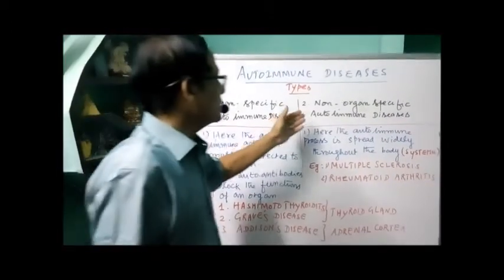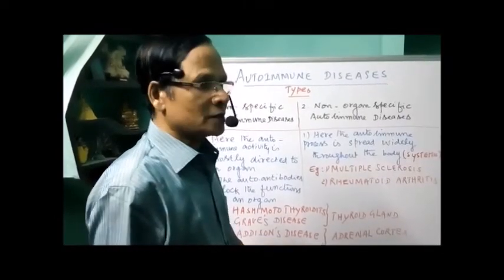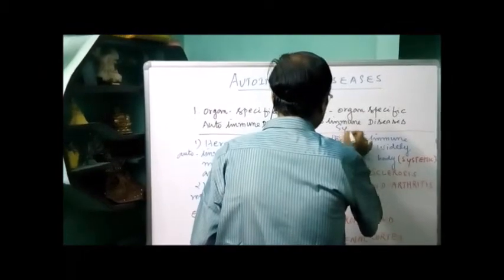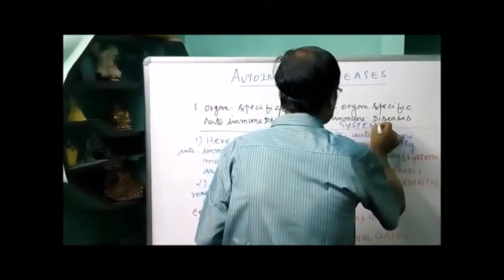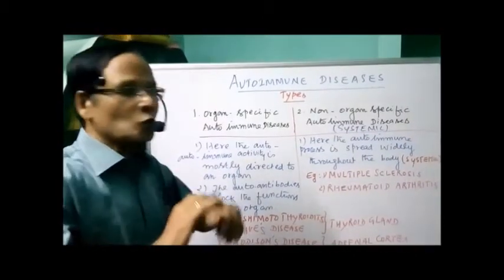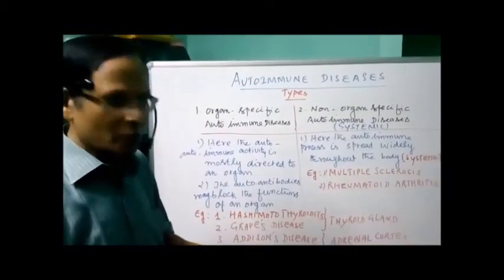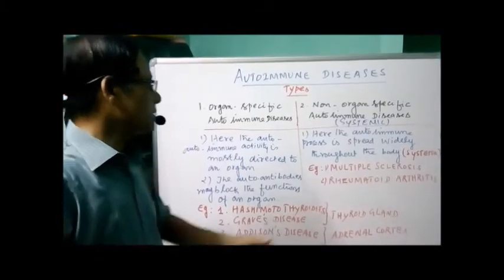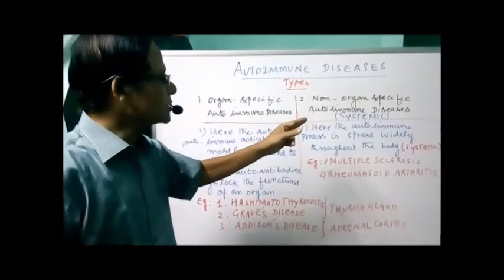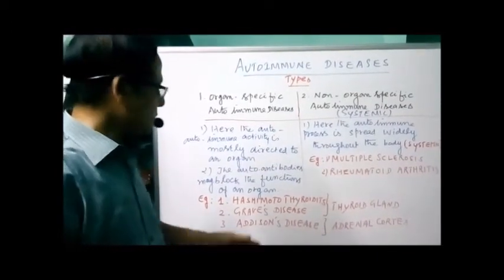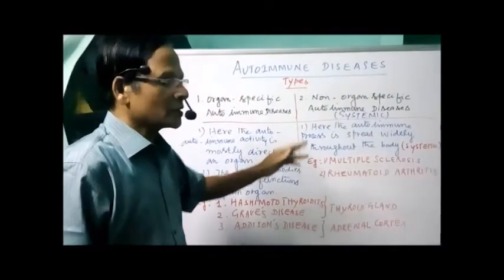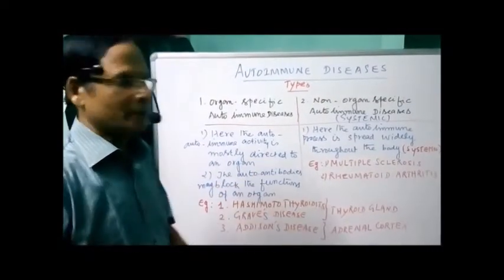Now, in the case of non-organ-specific autoimmune disease, it is generally called systemic autoimmune disease. Here, the autoimmune process is spread widely throughout the body. Almost all the body parts are affected. Systemic means spreading through the body, while organ-specific is also called localized because one particular organ is affected.